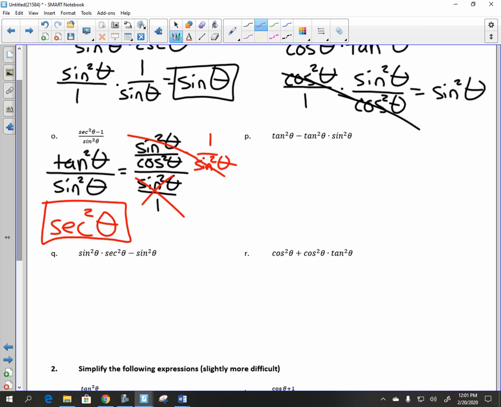Letter P is easy. Tangent squared minus tangent squared is just 0, right? Yeah, so you get sine squared. Exactly. We just did a bunch of voodoo math. See? You were so happy to do that. If I asked you to do 10 minus 10 times 2, would you just cross off those 10 to say I get 2 out of that?